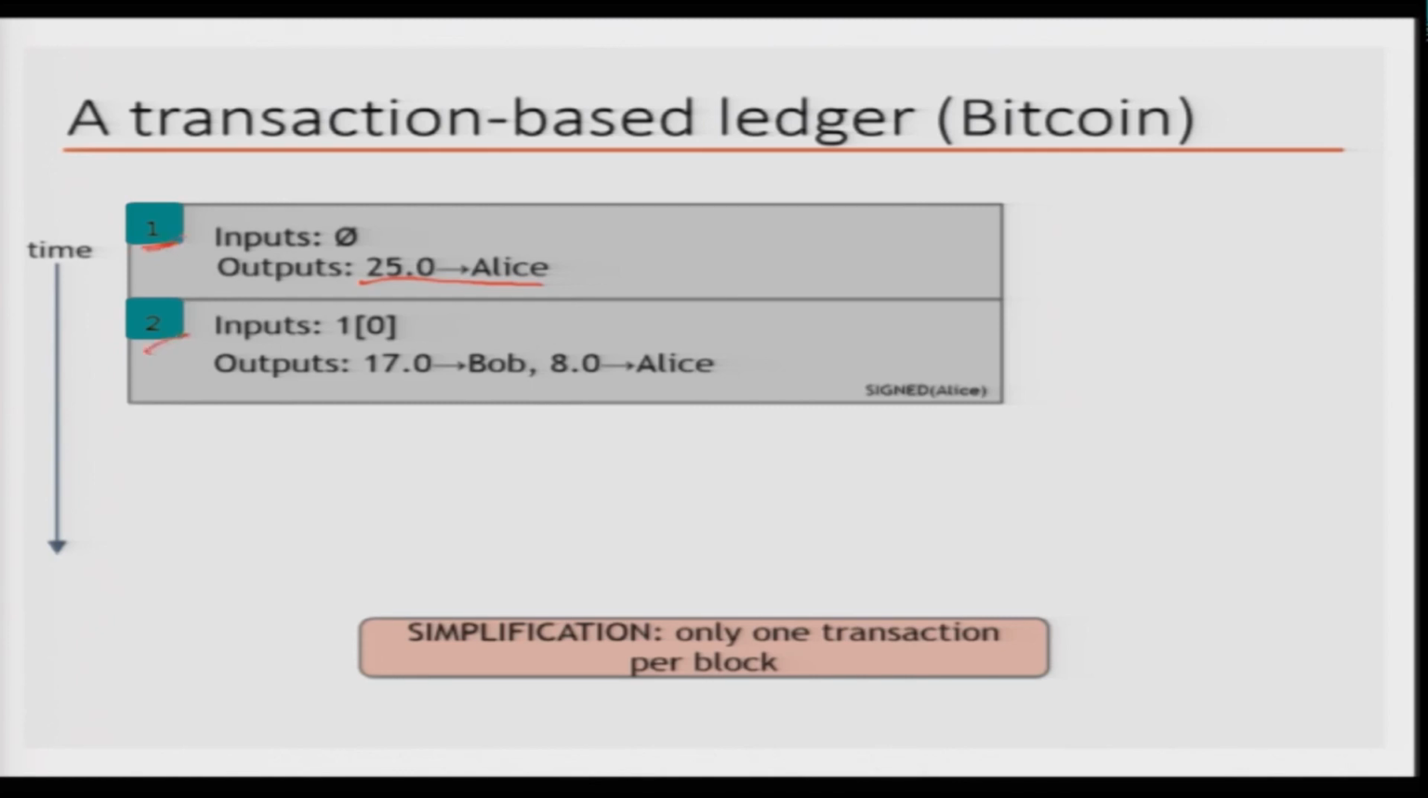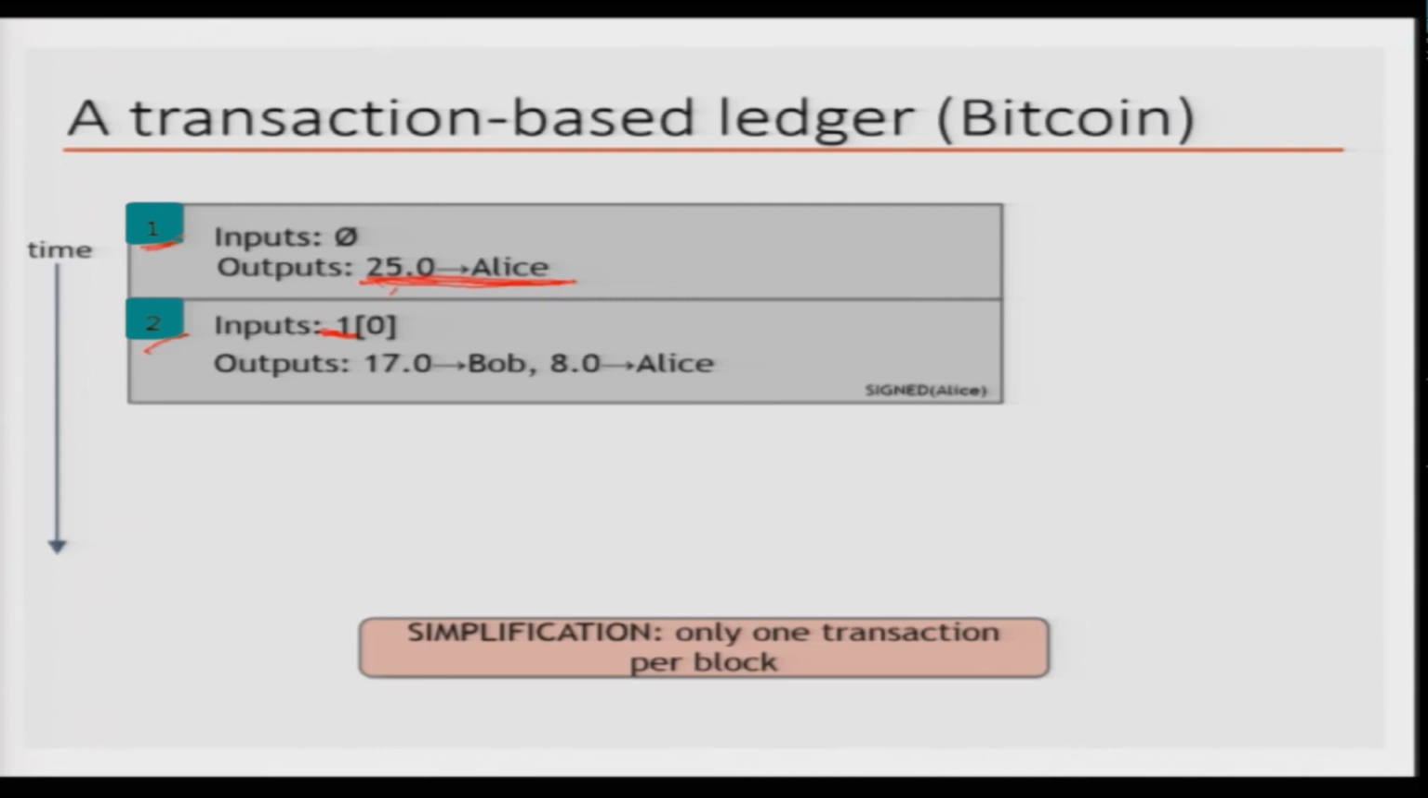So she refers to transaction ID 1, and in this case there is only one output. Outputs and inputs can be thought of as arrays. So she refers to the first entry of the output of transaction 1. This means I am taking input from transaction 1, and the only way I can take input from transaction 1 is from the outputs of the transaction, so output number 0. There was only one output here, and output number 0 is 25 coins going to Alice.